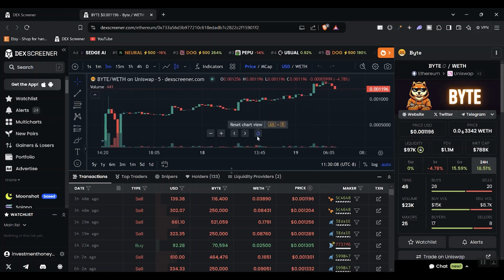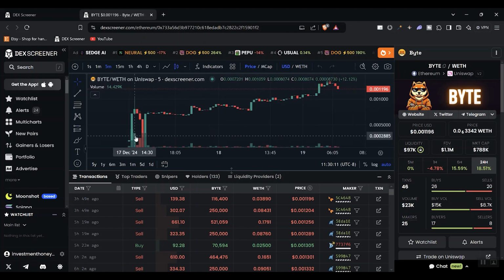All right, so let's go ahead and make this a bit bigger so we can see what's going on with the chart. Somebody got in over here, okay? And there have been continued buys, some sells, but nothing crazy, but buys, right? So whoever got in this area, they're up. They're up pretty decently. So we're sitting at what's our market cap? 788K. And that's what this is saying.